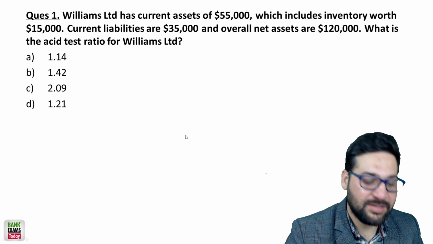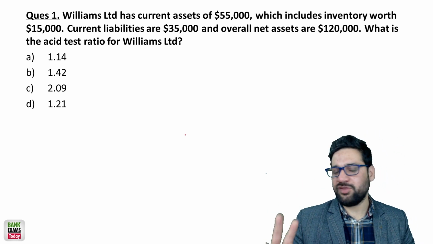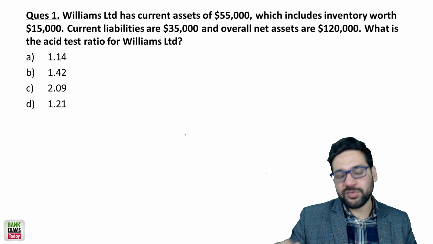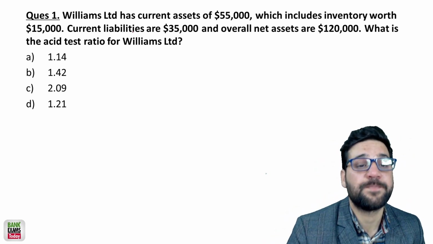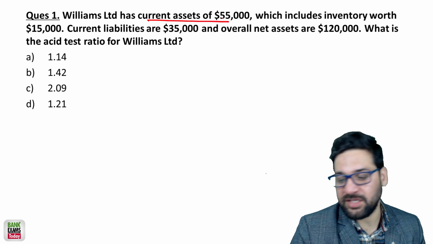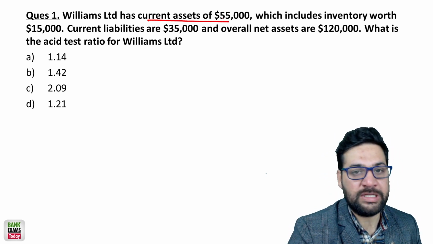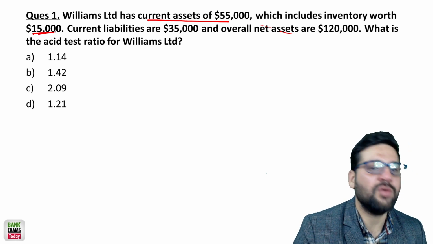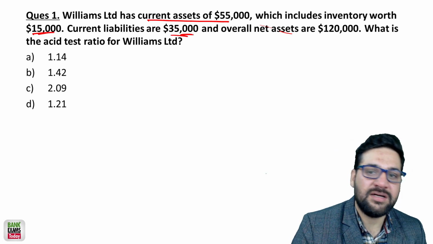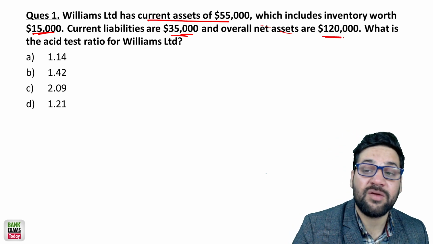Now let's do a simple question. We'll do just 2 questions. I just want to keep the lecture short so that you can understand it. Otherwise बहुत लंबा हो जाएगा. So current assets are 55,000 के current assets हैं, which includes the inventory of 15,000. Current liabilities are 35,000. Overall net assets are 1,20,000.